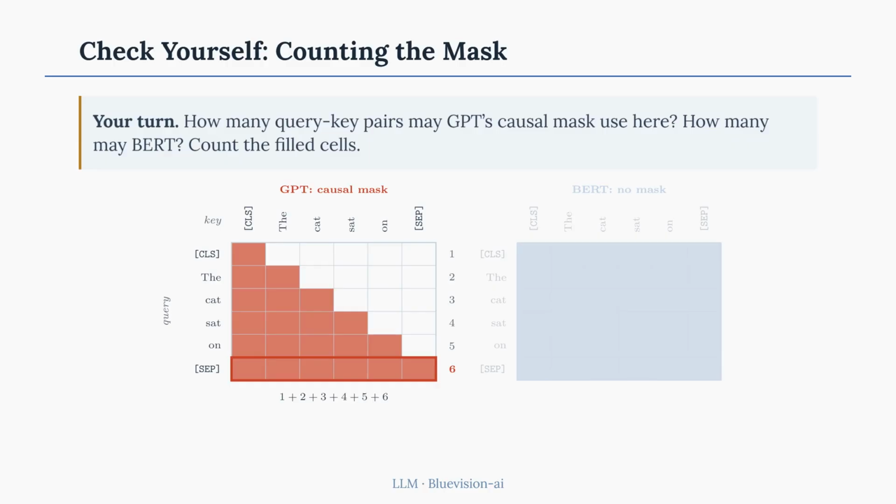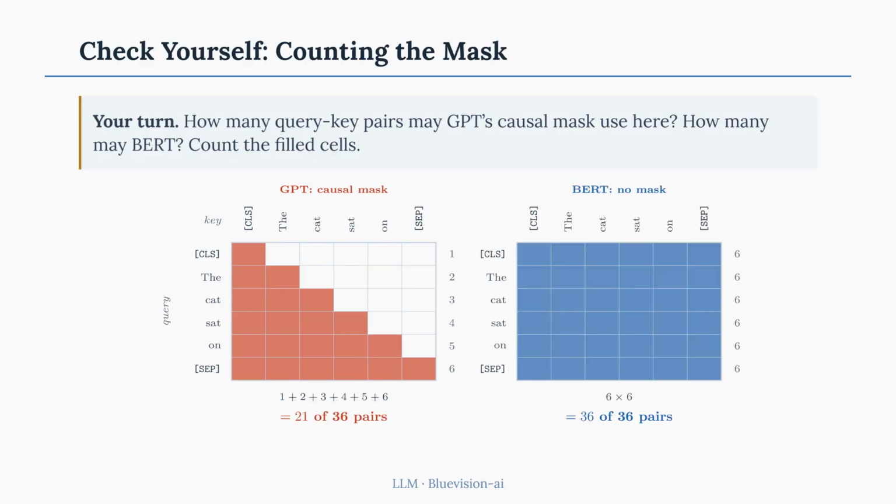So the causal side comes to 1 plus 2 plus 3 plus 4 plus 5 plus 6, and you can see the whole working written out underneath. 21. And BERT's side needs no walk at all, because every row contributes all 6 columns. 6 sixes, 36. So GPT's causal objective may use 21 of the 36 available pairs. BERT's may use all 36. That's 15 extra pairs of context, about 71% more, on a 6-token sentence. And the gap only widens as sentences get longer, since the causal side always loses roughly half the grid. In one sentence, that ratio is the whole reason the benchmark numbers a few slides from now move at all.